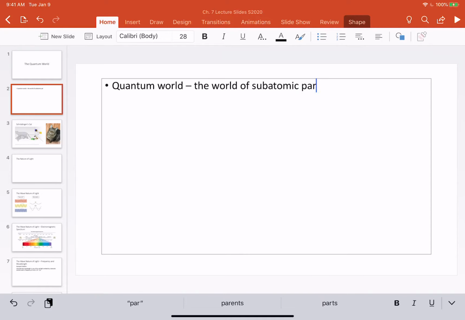And when I talk about subatomic, what I mean is the particles that make up atoms. So protons, neutrons, electrons, and other subatomic particles that we're not really going to go into detail in this class. And that is different from what we call the macroscopic world. And that is the world on the scale that we know. So that is what we could say the large scale world of everyday objects.